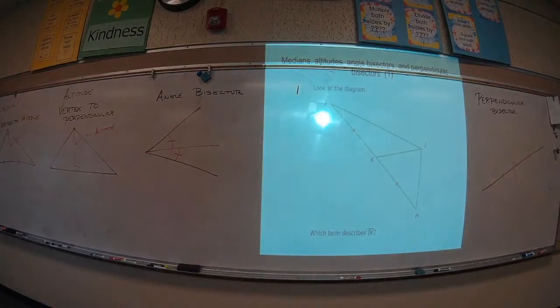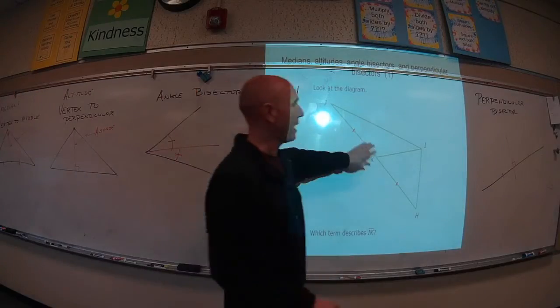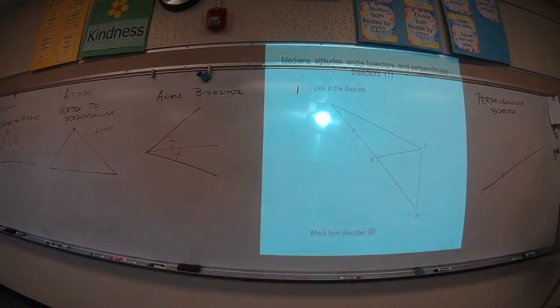Remember, altitudes have to be perpendicular. This is a median. It's cutting that side in half. I'm just going to put the first one. This one right here, what is this one?